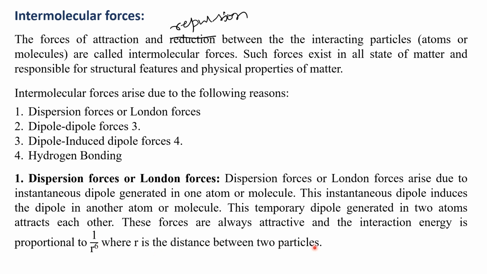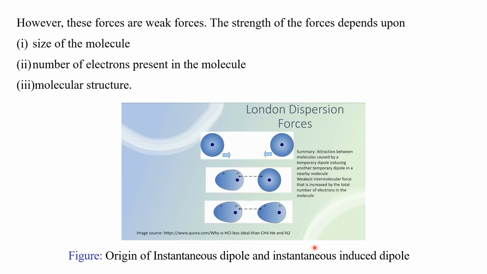So for dispersion or London forces, an instantaneous dipole moment has to be created, and the energy is proportional to 1/r^6. However, these forces are very weak, and the strength of the forces depends mainly on three factors: size of the molecule, number of electrons present in the molecule, and molecular structure.